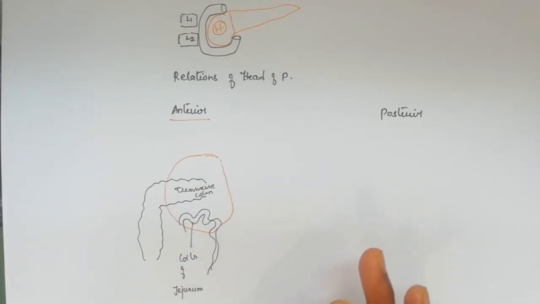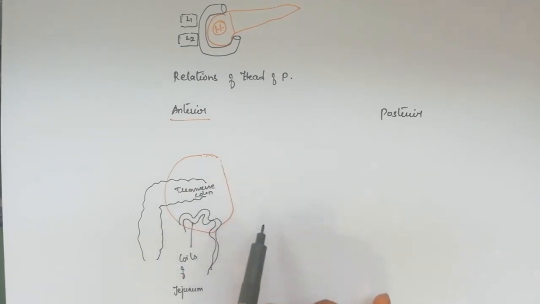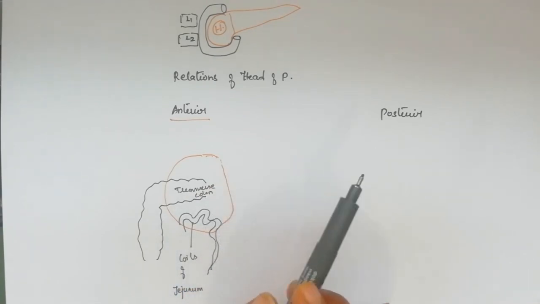Whenever you are reading the relation of all these structures, you have to have an imaginary idea of all the organs present in the abdomen region, so that you can compare and understand in a clearer way. So this is the anterior part of head of pancreas. Now we will move on to posterior relation.